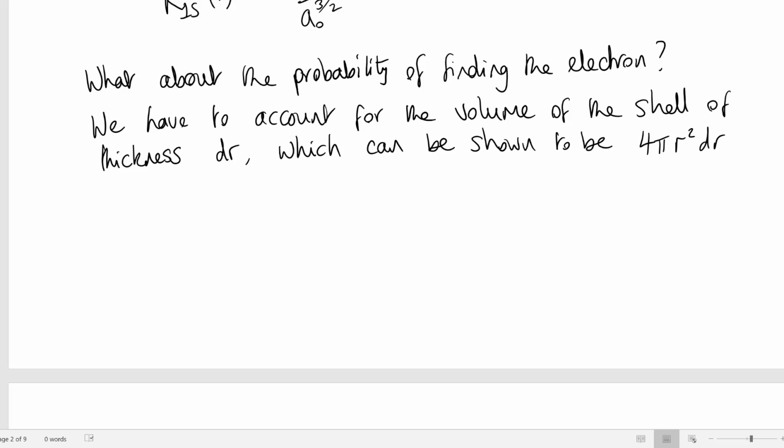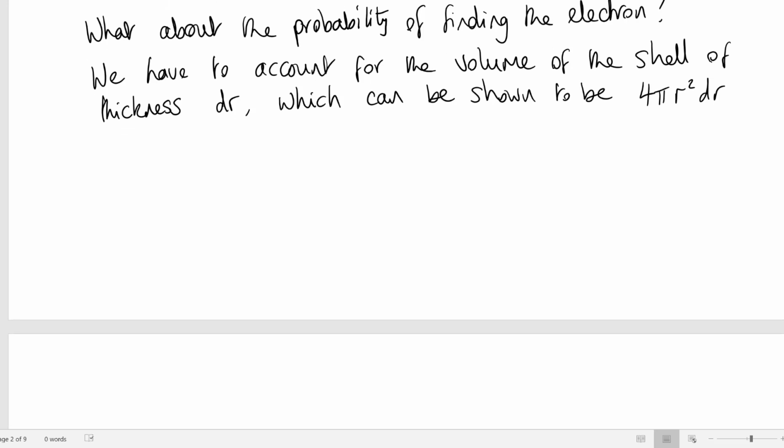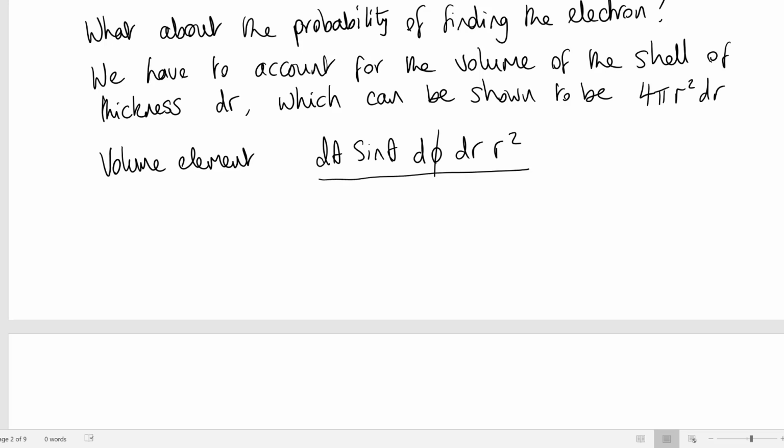Of course, the way that we've been thinking about this is to consider the volume element, actually. So if we go back to our spherical coordinates idea, the volume element is simply d theta sine theta d phi dr r squared. So that's the whole sphere. Those are the coordinates that help us determine the whole sphere, d theta, d phi, and dr, but the volume element itself is given by this combination.